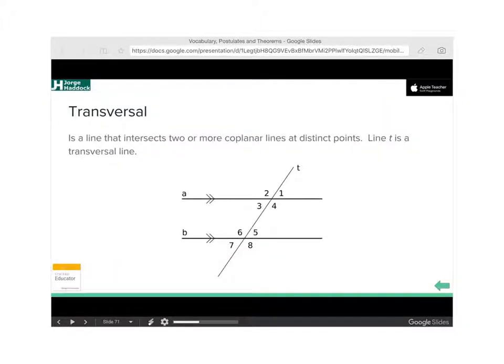Hi, so in this lesson, we're going to be working with transversal lines. A transversal line is a line that intersects two or more coplanar lines at distinct points. Line T, right here, is a transversal line to A and B. That line forms a couple of different types of angles.